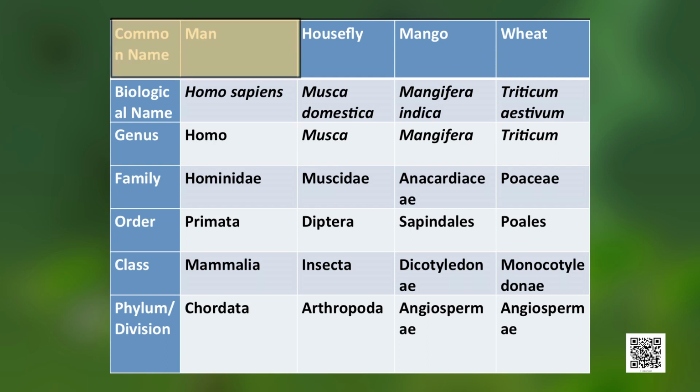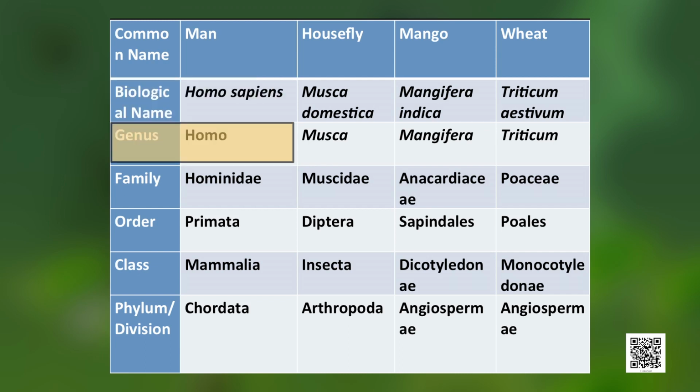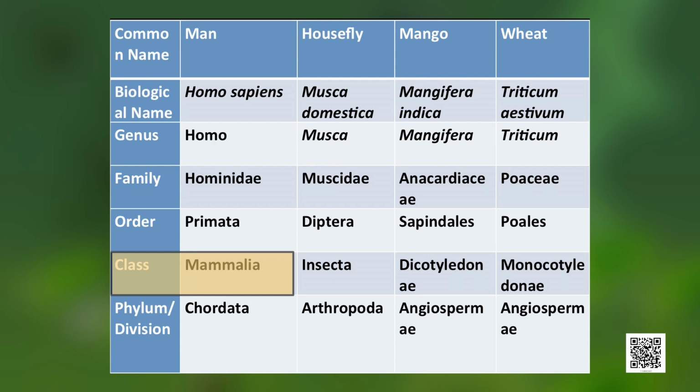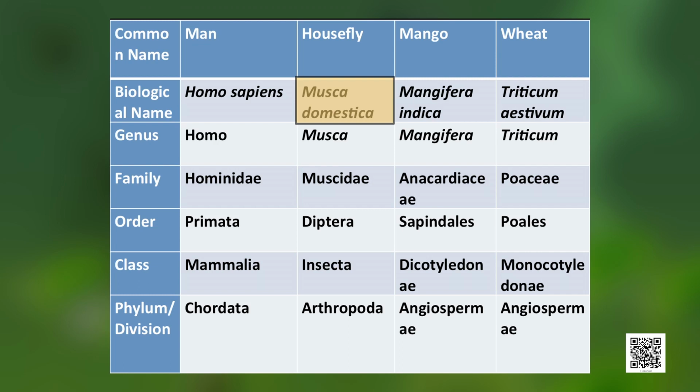First example we will take is of man. The biological name of man is Homo sapiens. He belongs to the genus Homo, family Hominidae, order Primata, class Mammalia, phylum Chordata. Moving to the next example, housefly. The biological name of the housefly is Musca domestica, genus Musca, family is Muscidae, order Diptera, class Insecta, phylum Arthropoda.